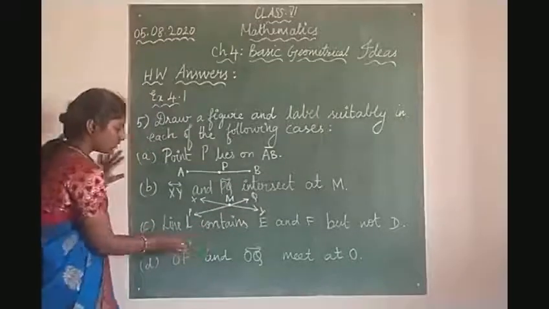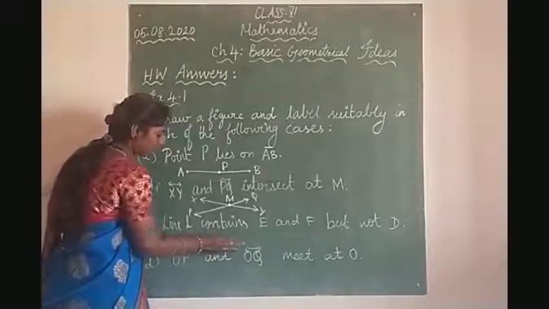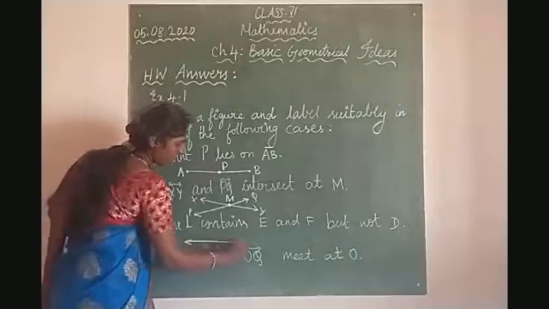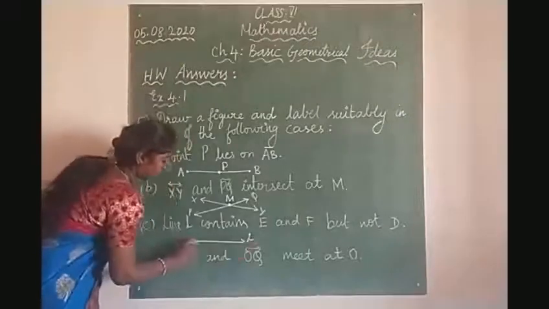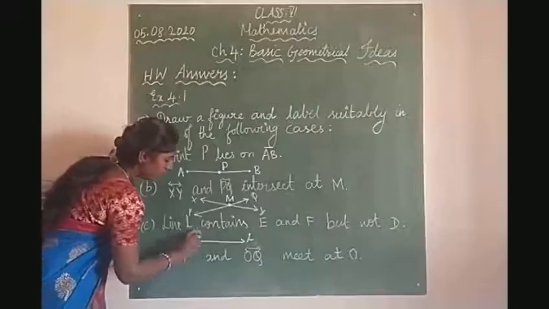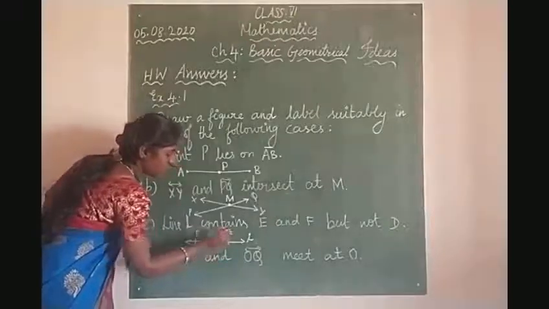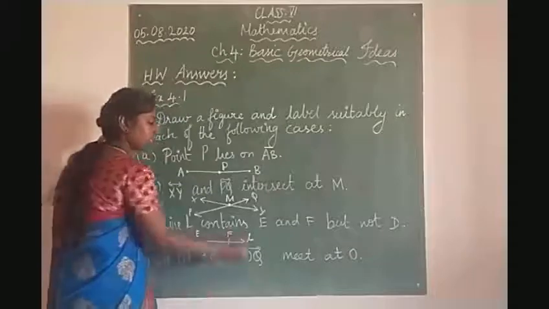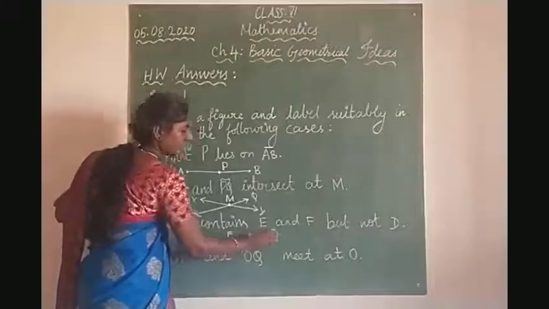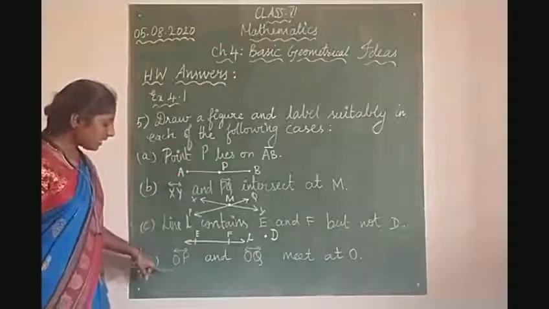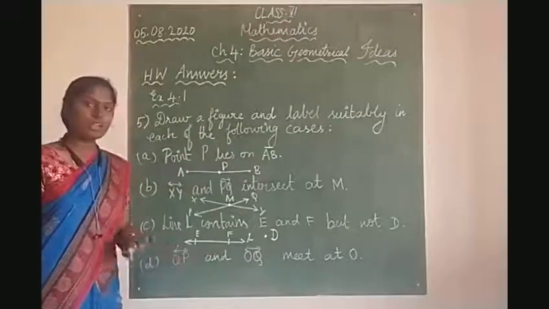Okay. So there is a line L. Okay. And we have a point E on it and we have a point F on it. Okay. But we don't have a point D. D is somewhere outside the line. Is it clear? Next is D subdivision, that is line OP and line OQ meet at O.